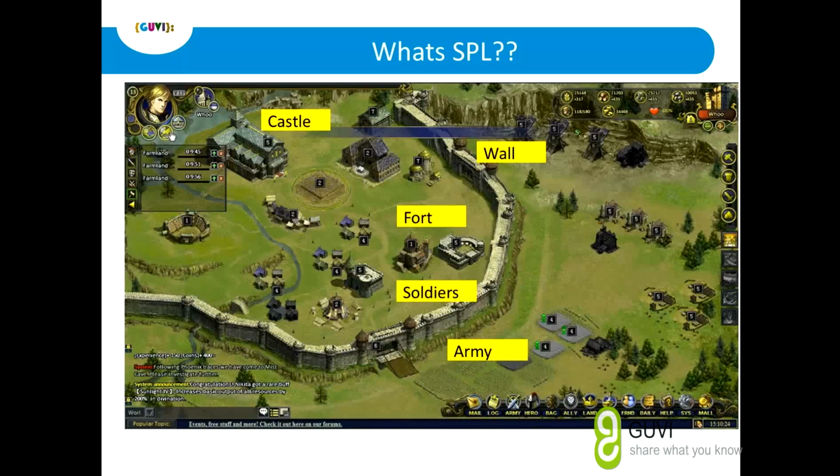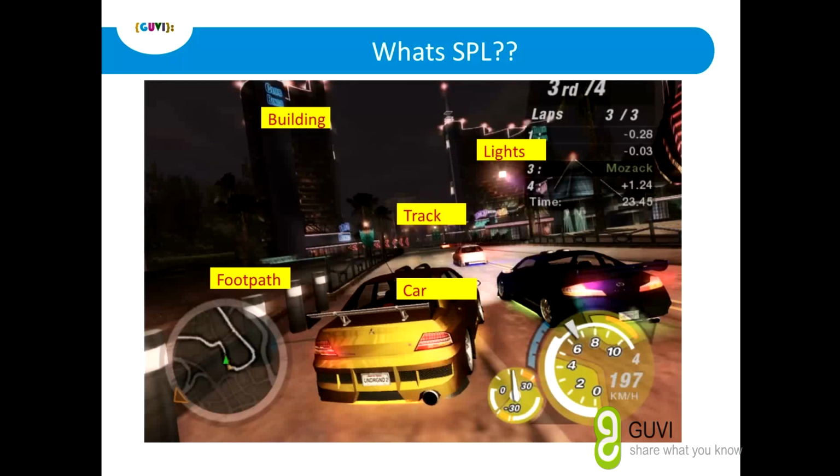So that is clear, right? This is a simple example to explain that. It is very clear. Then again the same thing in a car racing game.